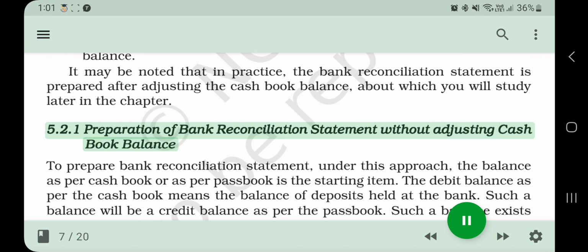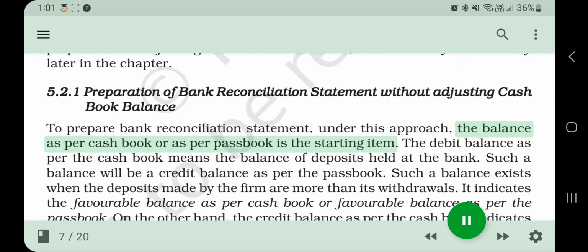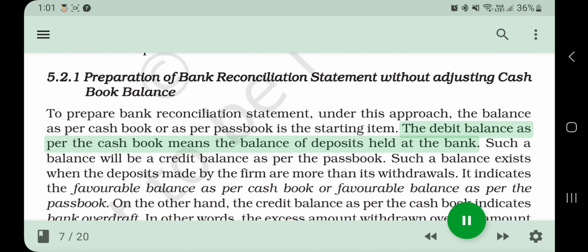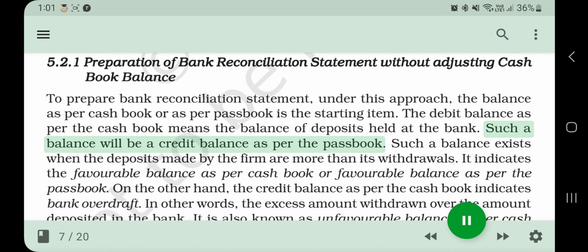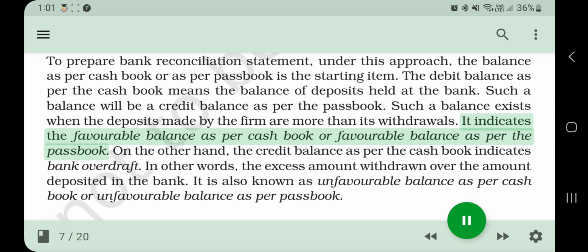5.2.1 Preparation of bank reconciliation statement without adjusting cash book balance. To prepare the bank reconciliation statement under this approach, the balance as per cash book or as per passbook is the starting item. The debit balance as per the cash book means the balance of deposits held at the bank. Such a balance will be a credit balance as per the passbook. Such a balance exists when the deposits made by the firm are more than its withdrawals. It indicates the favorable balance as per cash book or favorable balance as per the passbook.